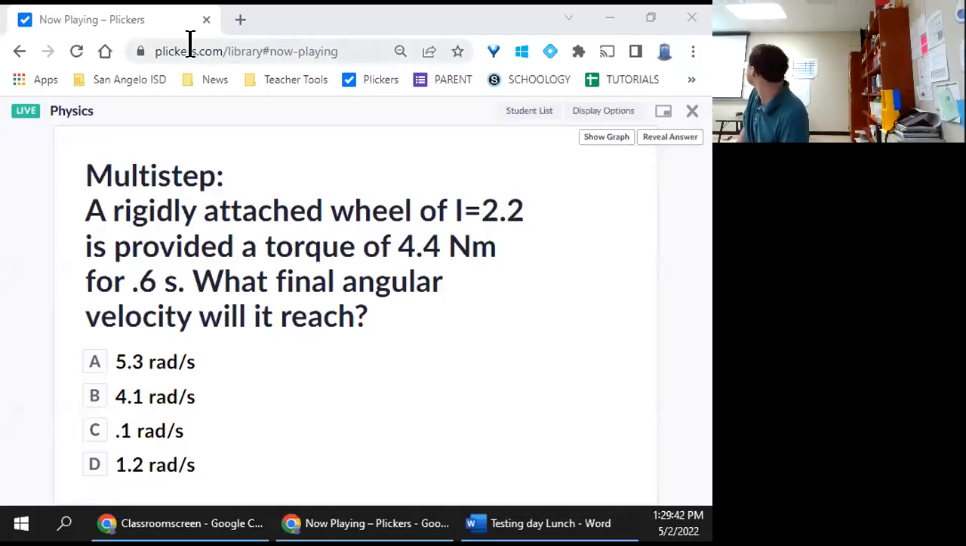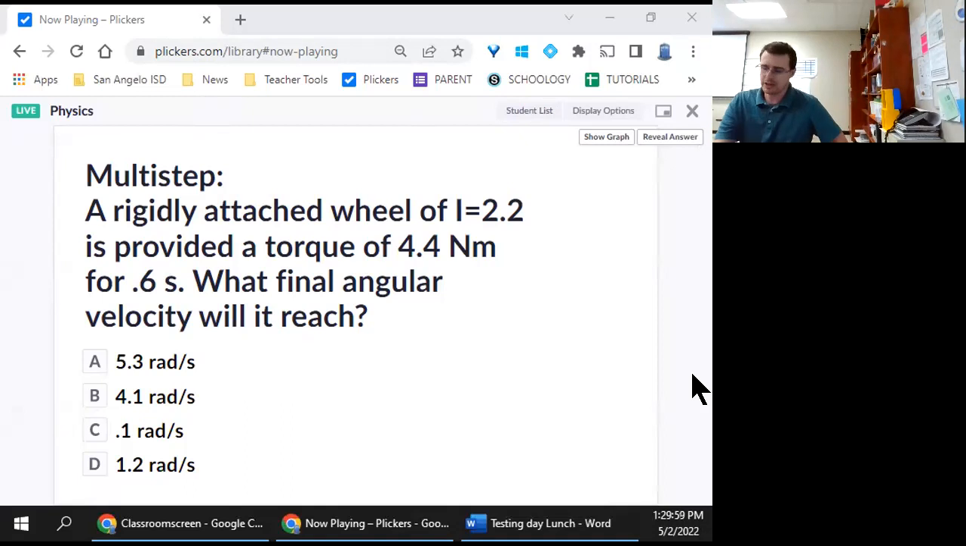Okay, so it says you got a rigidly attached wheel. Moment of inertia is I equals 2.2. The torque is 4.4 Newton meters, and the time is 0.6 seconds. And it's asking what final angular velocity would it reach?